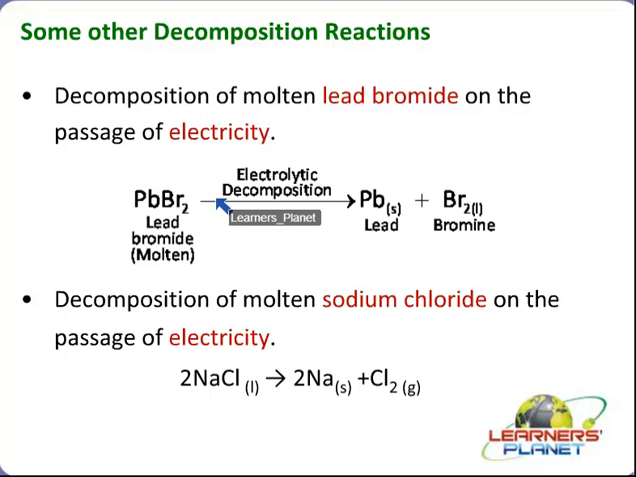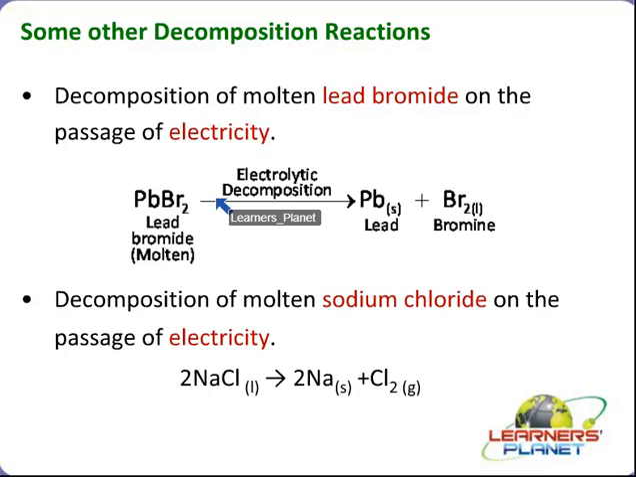Molten lead bromide. Now there are two things, students. It can be molten or aqueous. Aqueous is when lead bromide is dissolved in water. Molten means it is a molten form of it. There is no water in it. Now students, if I have taken molten lead bromide and I am passing electricity through it, it will break down into lead solid and bromine liquid. Now in this case, as it is done by passing electric current, what type of decomposition would it be? It would be electrolytic decomposition.